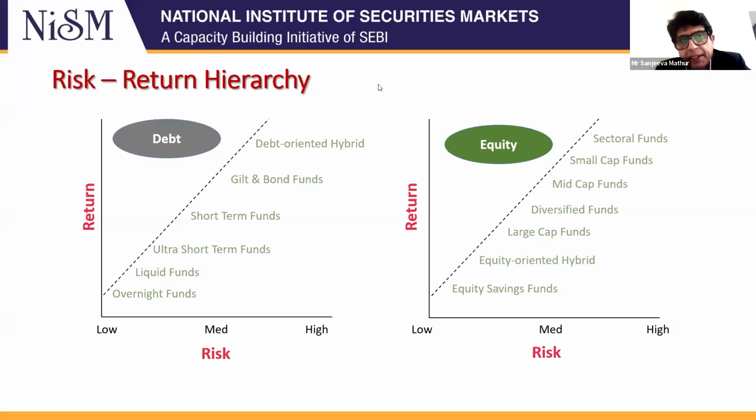On the hierarchy of risk and return, higher the risk, higher the return. There's nobody here who will tell me, Sanjeev, I want higher risk, but I don't want a return. Then many will tell me, Sanjeev, I don't want a risk, but I want a higher return also. It doesn't function this way. It is not so perfect.